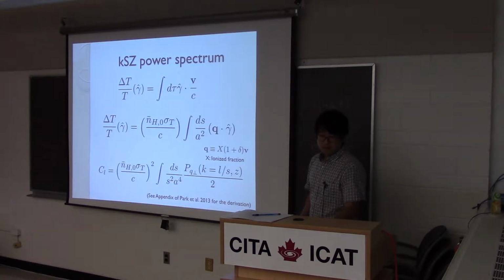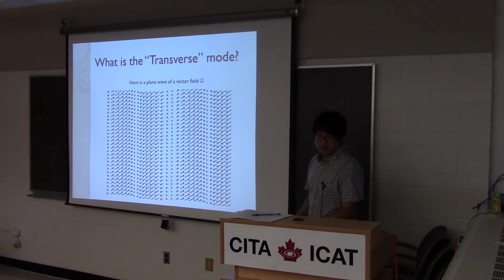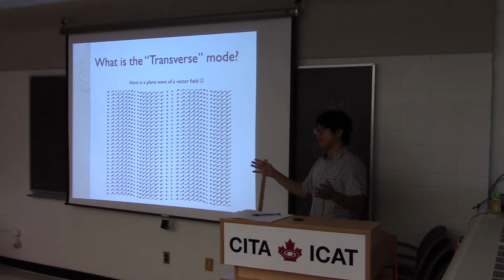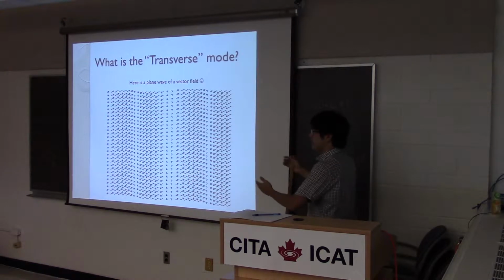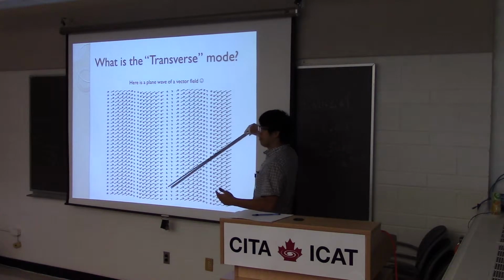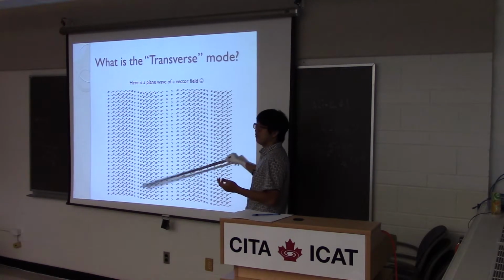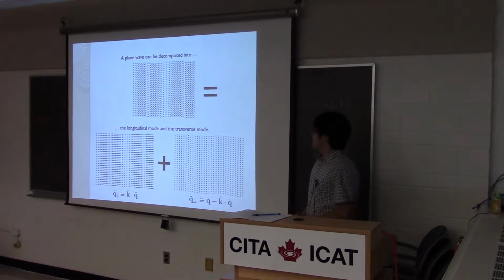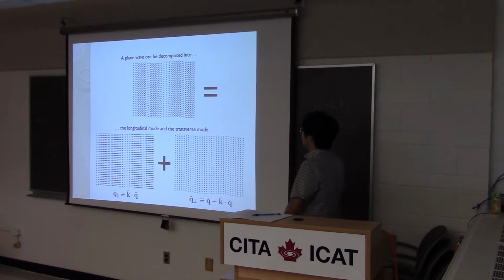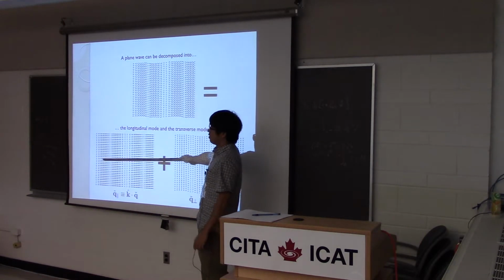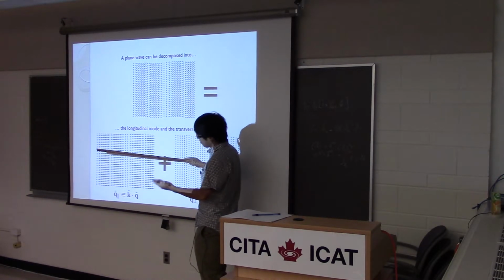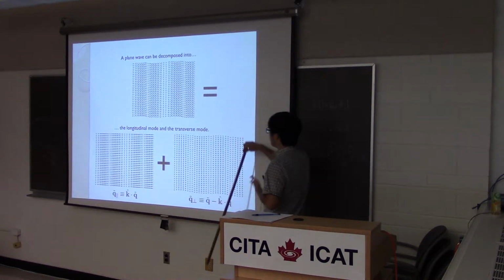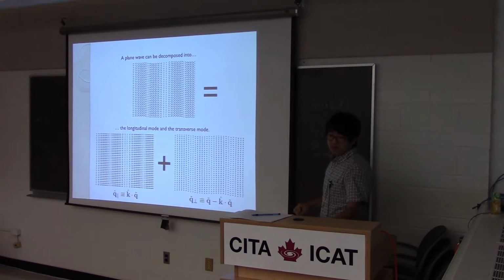So let me briefly introduce what we mean by this transverse mode. If you think about a vector field, the momentum field we talk about, and then you take out a random plane wave out of it and look at it, then it's got a direction of the vector itself and then the propagation direction, which do not necessarily be the same as each other. Then you can decompose this vector field into a component that the vector is parallel to the propagation direction and perpendicular to the propagation direction.